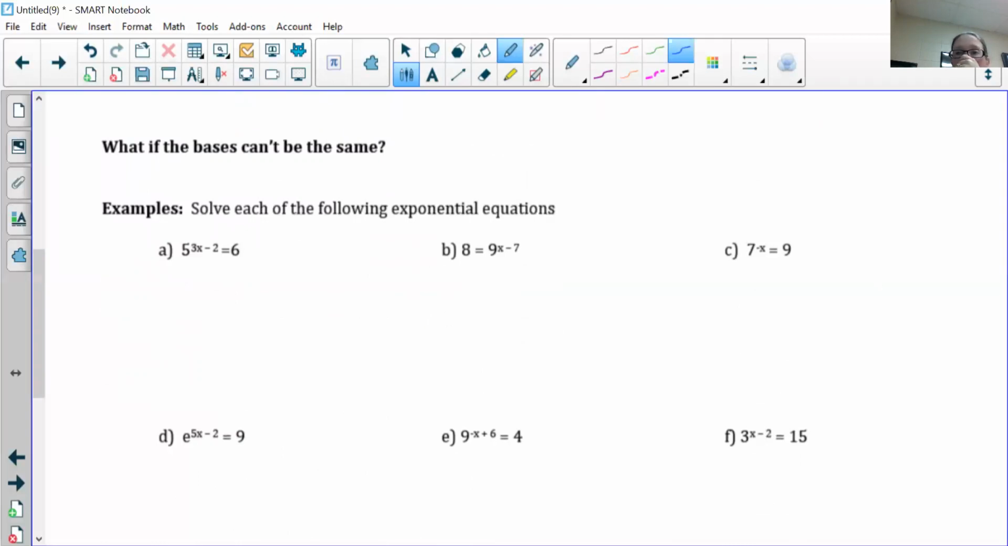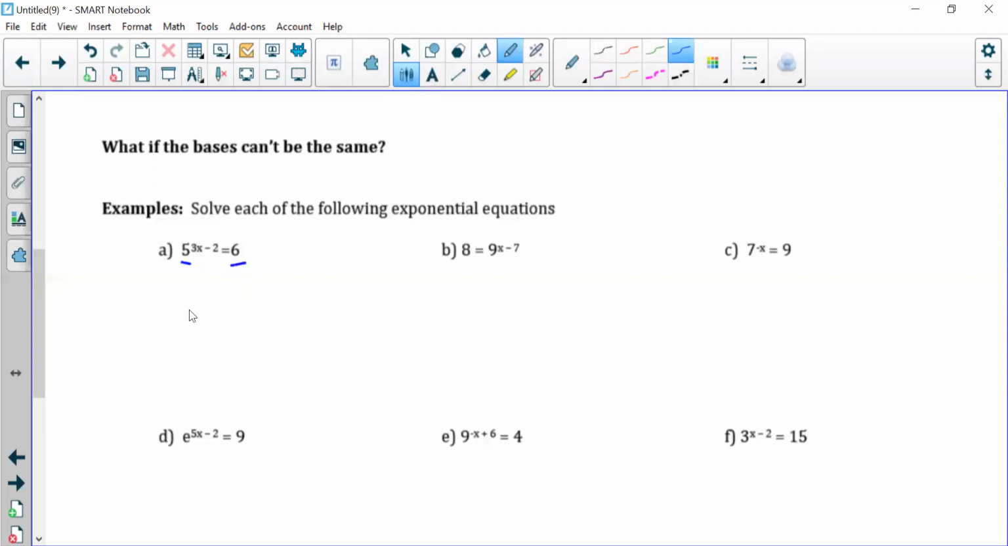All right, so next up, what happens if the bases can't be the same? Can I make 5 and 6 be the same? No. So what do we do here? Well, let's figure this out. All right, so what do we do if I can't make the bases the same? Any thoughts?